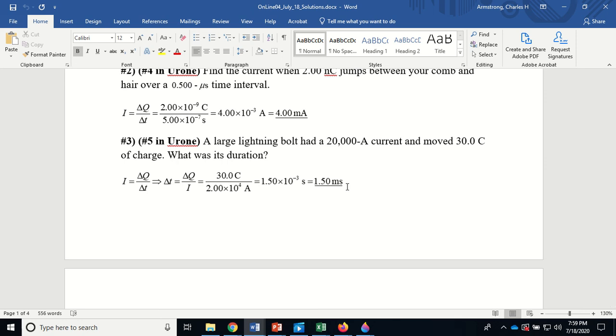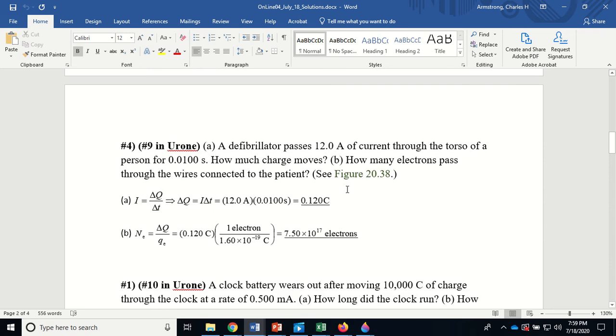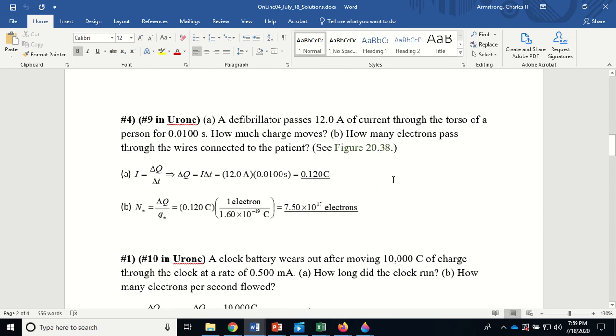Okay, and I think this is going to be Ohm's Law. No, this is still current. A defibrillator passes 12 amps of current through the torso of a person for 0.01 seconds. How much charge moves? Well, once again, we've got I equals delta Q over delta T. delta Q equals I delta T, 12 amps times 0.0100 seconds, or 0.120 coulombs. That's how much charge would move through this person's torso.